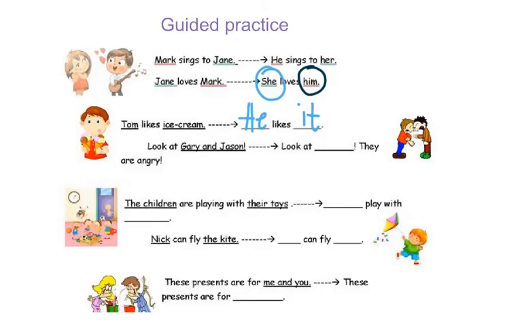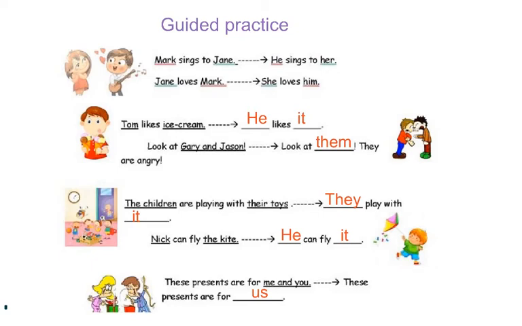Let's begin with our guided practice to check our comprehension in grammar skills. Mark sings to Jane. We have to replace the noun, so here they replaced it with he and her. Jane loves Mark. She loves him. In the first one, I already did it for you. It says Tom likes ice cream. We're talking about a male, so we replace it with he, and ice cream is a thing, so we replace it with it. You can pause the video and check our answers in the next slide.